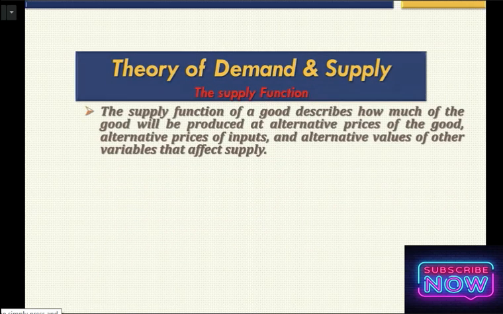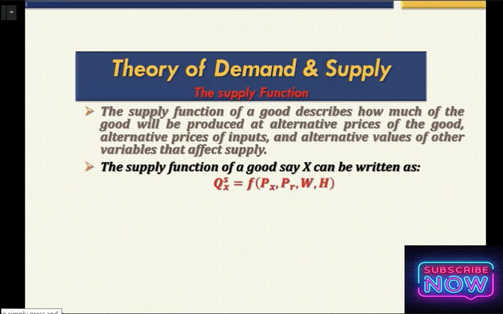Then we have the supply function. It also shows the relationship. So when you talk about the supply function of a good, it describes how much of a good will be produced at alternative prices of the good, like the relationship that exists between quantity supplied and other factors that have a tendency of influencing supply. So this is the quantity supplied of X. And we are saying that this quantity is dependent upon the price of X, dependent upon the price of other commodities, dependent upon W, H. It can be as many as possible.